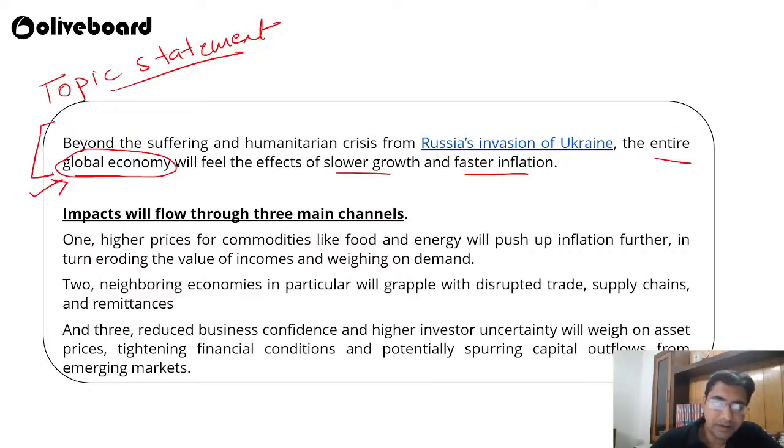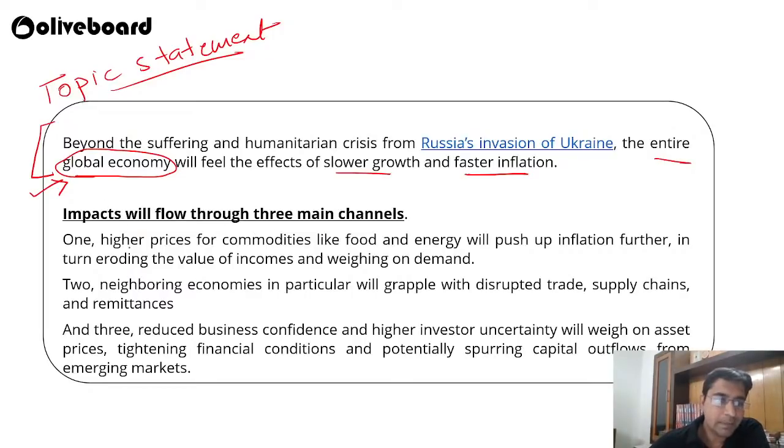So in the rest of the essay we will be talking about growth and inflation, and we will be supporting it with various data from current affairs, old data, reports, and various other things. The impact will flow through three main channels. So how is this impact flowing?